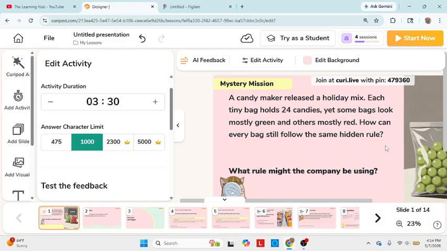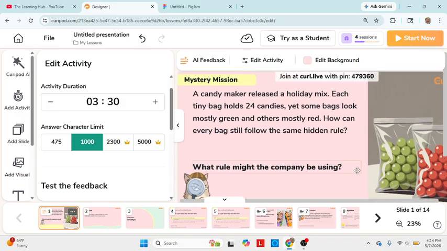Hello everyone, so today we're going to be learning about ratios. So let's go ahead and start off with our mystery mission or starter activity.